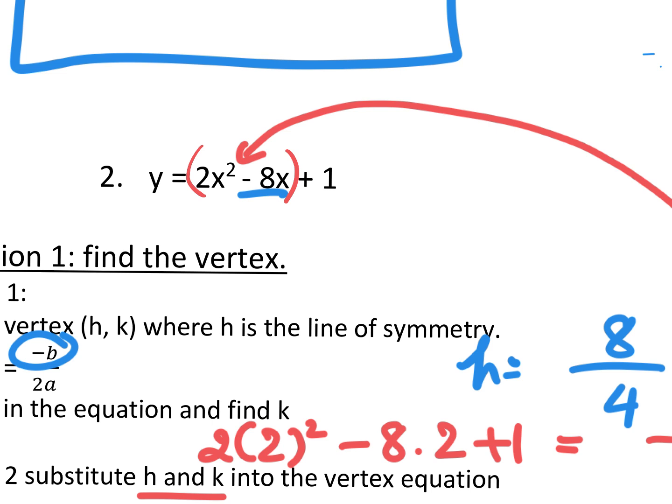Take a look at this one. We have 2x squared minus 8x. We're going to use the GCF, but we only use it for the coefficient. We don't touch the variable. So I'm going to bring out the GCF, which is the 2, and inside I will have x squared minus 4x. So this is basically your a, the GCF of the coefficient only.